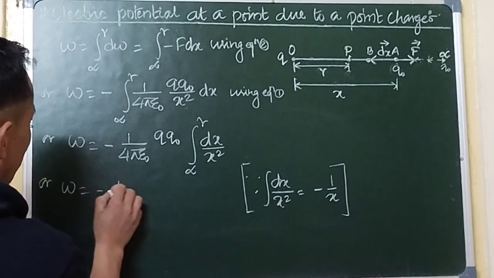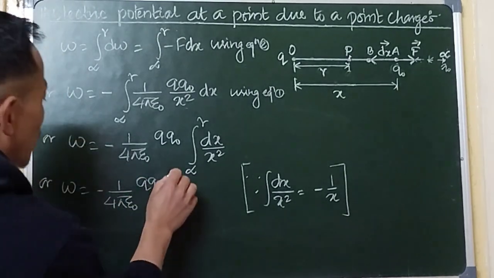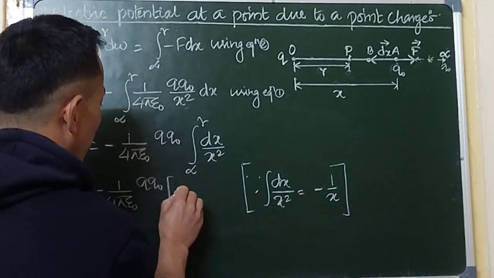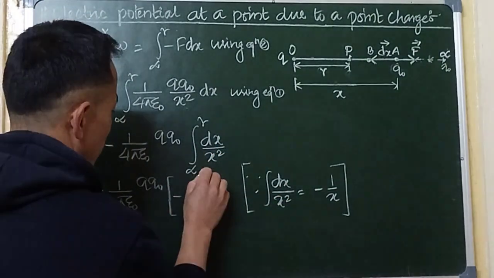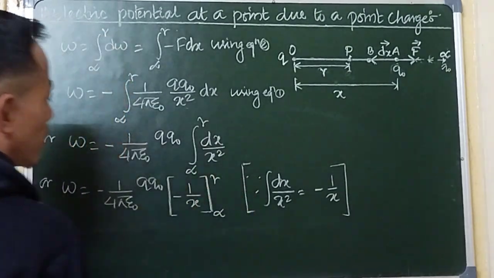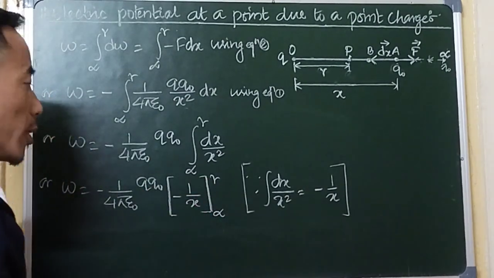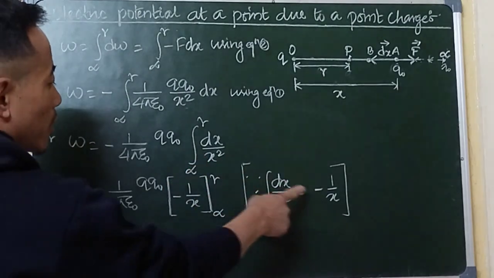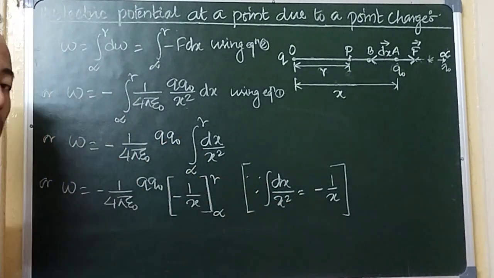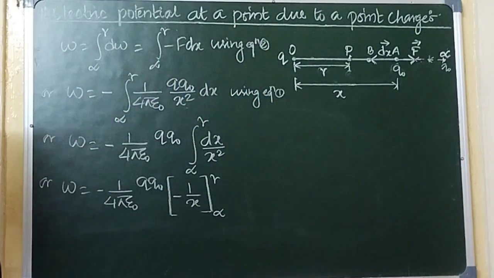When we integrate, this becomes minus 1 by 4 pi epsilon naught, q naught remains as it is. Now here, integration of dx divided by x square is nothing but minus 1 by x. And since this is a definite type of integration, the limit is from infinity to r. So this upper one is called the upper limit, and this lower one is called the lower limit. So integration dx by x square according to the formula is minus 1 by x, and we have the limit infinity to r.